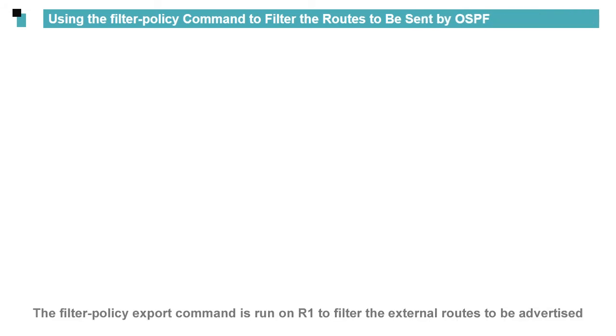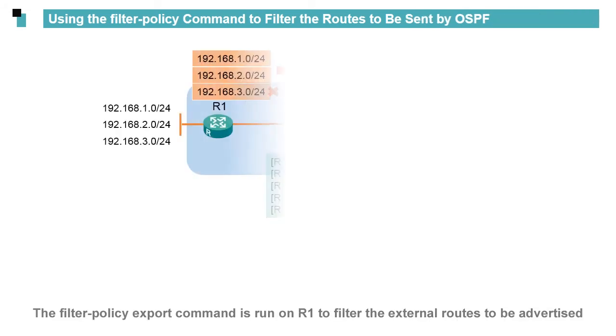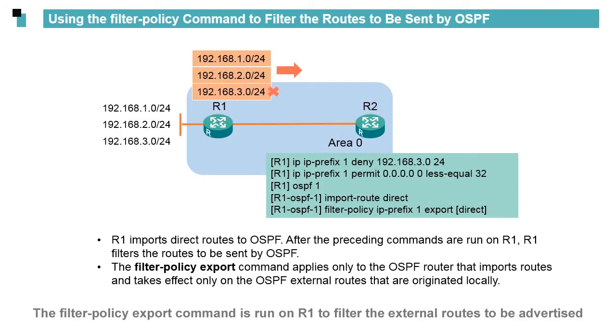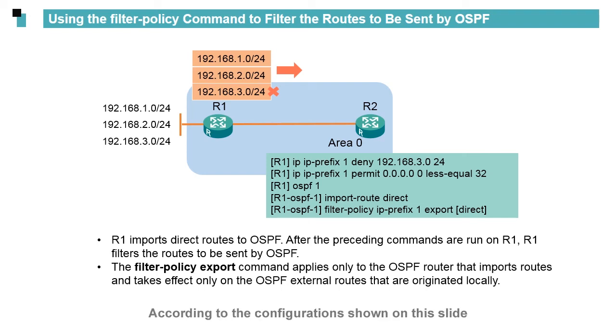The filter policy export command is run on R1 to filter the external routes to be advertised. According to the configurations shown on this slide, 3 external routes are imported to OSPF, and route 192.168.3.0/24 is filtered out before being advertised.